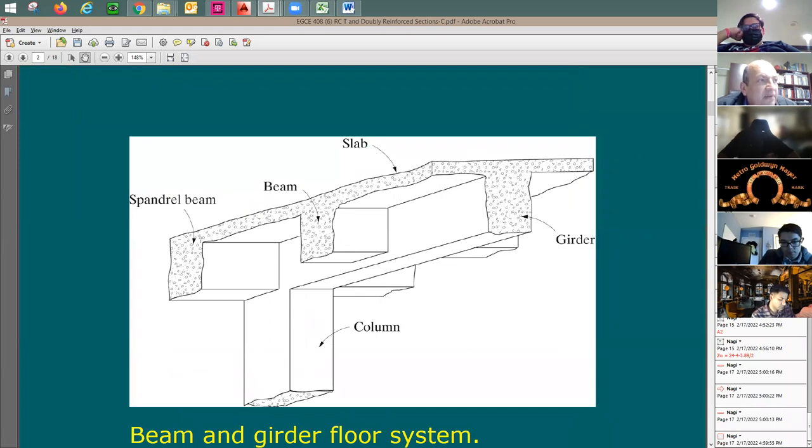When you have positive moment, you're going to put the reinforcing here at the bottom. Why? Because you want the reinforcing to take the tension, correct? At the bottom of this girder. Do you guys agree?